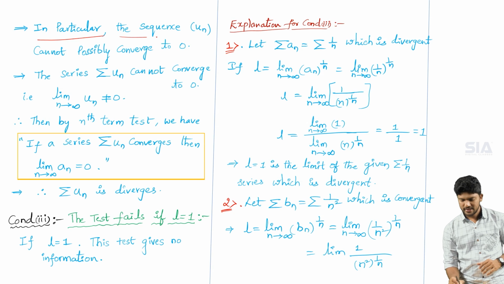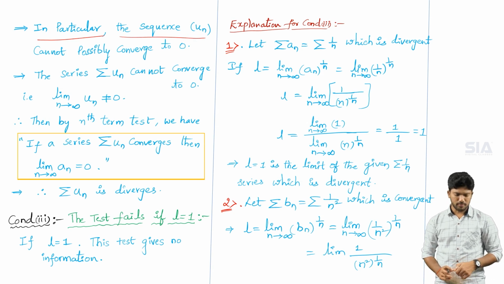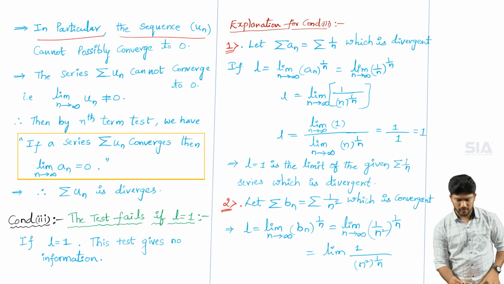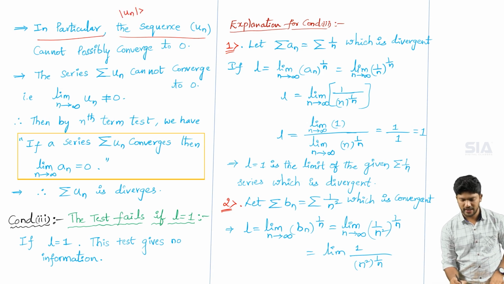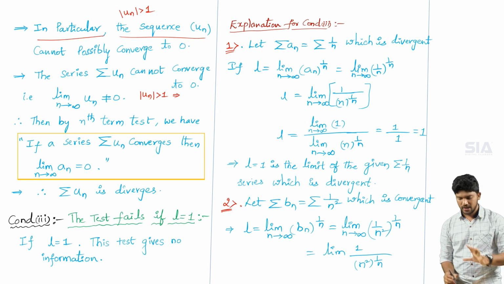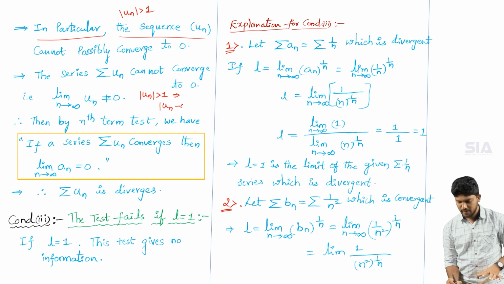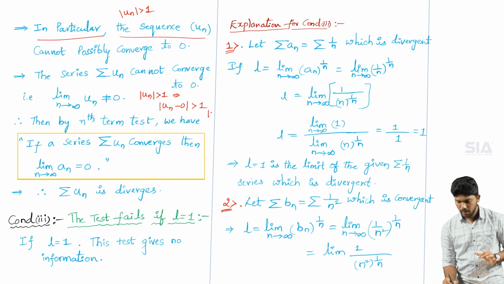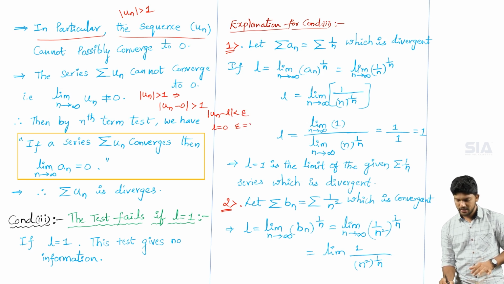In particular, the sequence u suffix n cannot possibly converge to 0. Whenever you get mod u suffix n greater than 1, what is the meaning? If you write that in the convergent format, it is mod u suffix n minus 0 greater than 1. If you compare this with mod u suffix n minus l less than epsilon, here l is equal to 0 and epsilon is equal to 1.